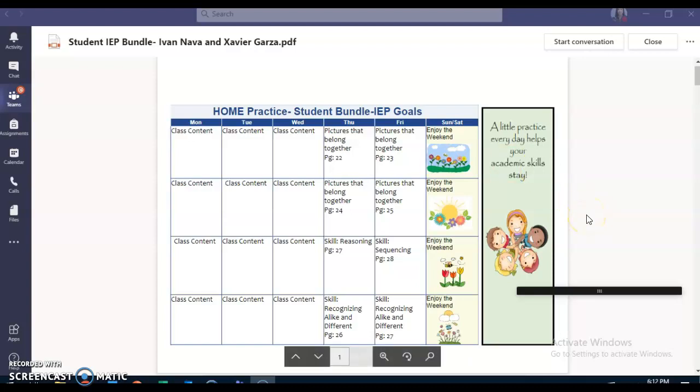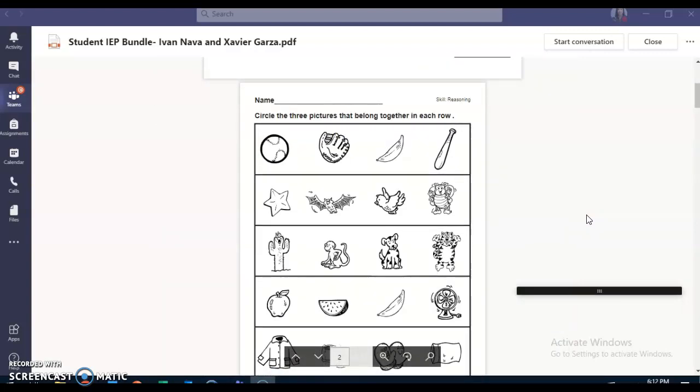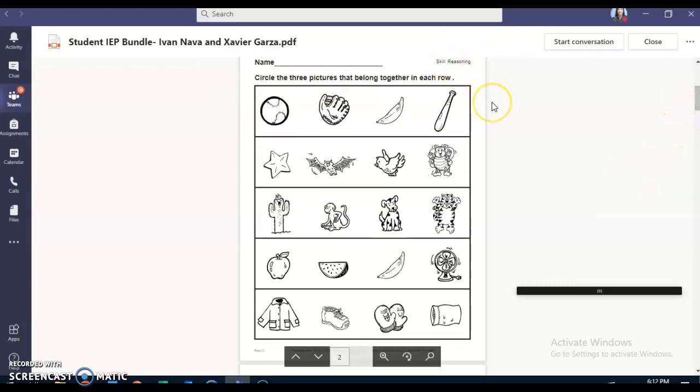Okay, let's go ahead and continue. Let's look for page 22. So we are here on page 22. Let's read the instructions. It says circle the 3 pictures that belong together in each row. So it's asking you to circle the pictures that belong to the same category.